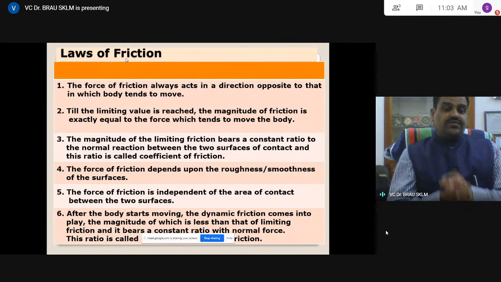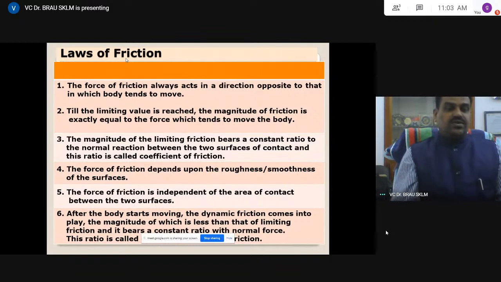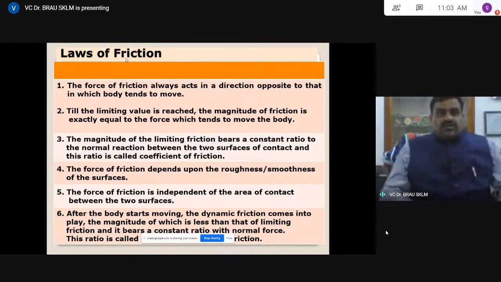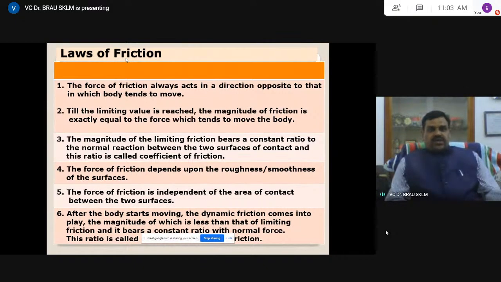The magnitude of this limiting friction bears a constant ratio to the normal reaction between the two surfaces of contact, and the ratio of the force to the normal reaction is called the coefficient of friction. The force of friction depends upon the roughness or smoothness of the surfaces. These are all already defined, but sometimes questions list the laws of friction as options A, B, C, D, where you may have to mention three of the above, all of the above, or none of the above. So you have to be familiar with all of this very carefully.